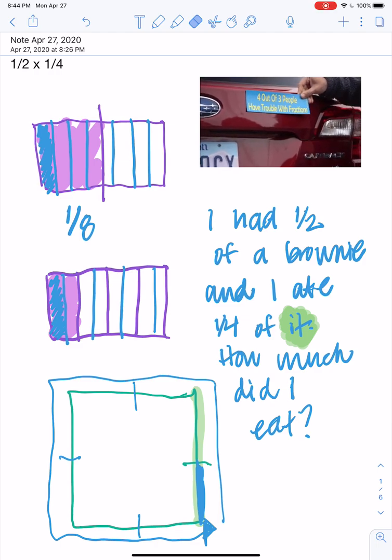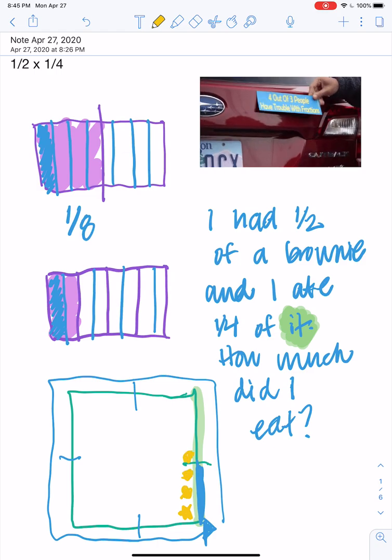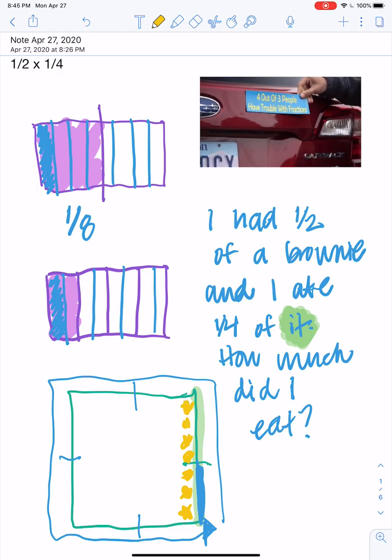Let's just consider this square, for example. Perhaps you were thinking about planting marigolds along, well, those are supposed to be marigolds, but maybe they should be orange. Marigolds along this side of your fence. So you're wanting to plant marigolds on 1/4 of your square fence.